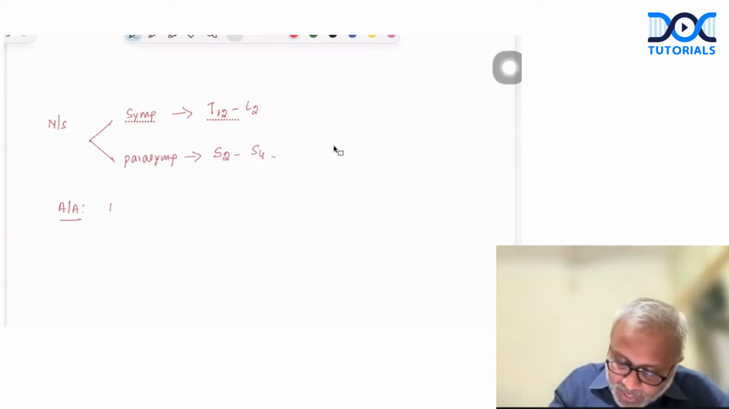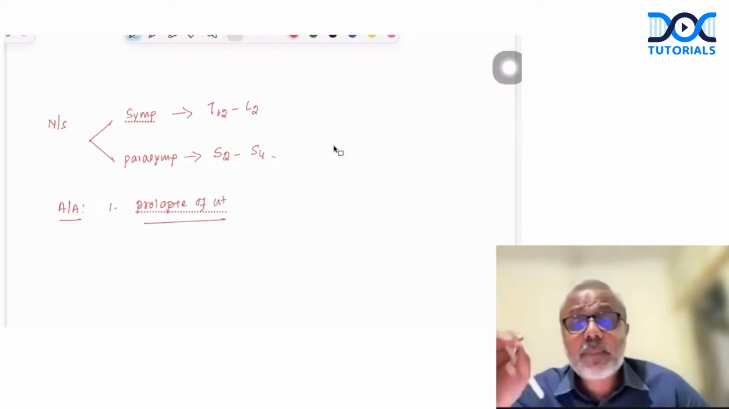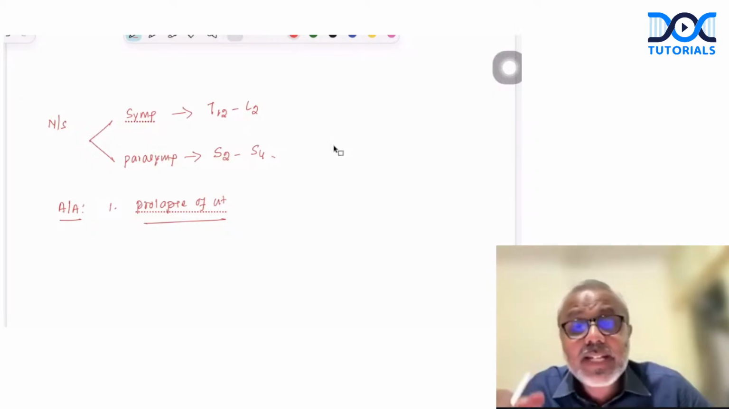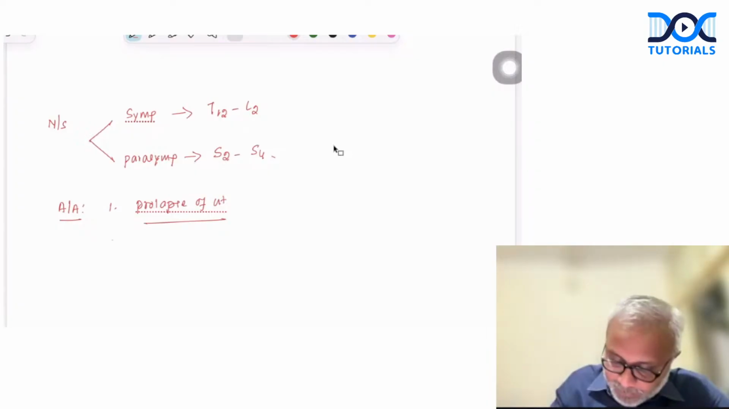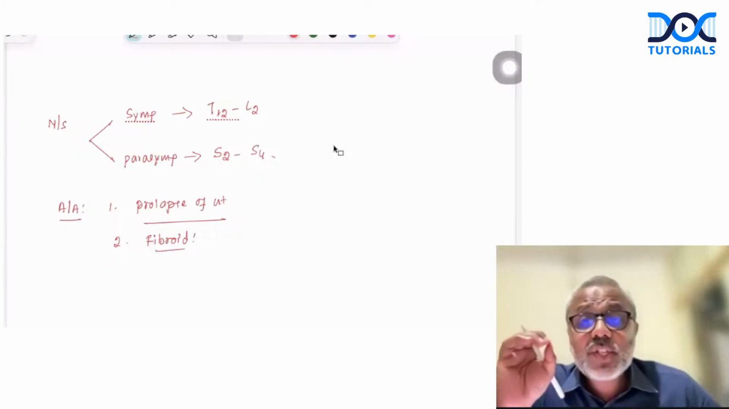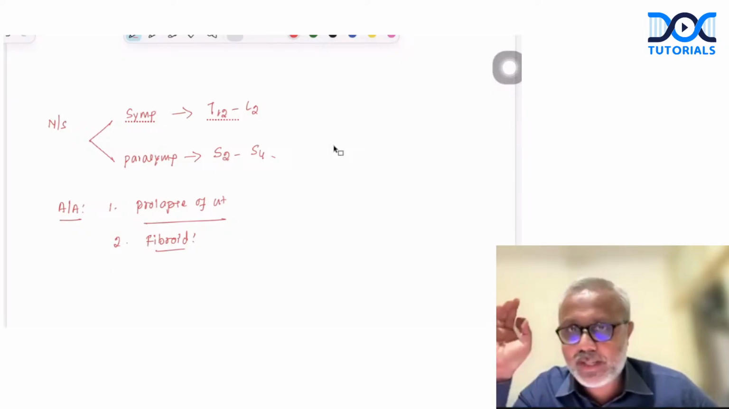In applied anatomy, the one you can always talk about is the prolapse of the uterus. What do we mean by prolapse of the uterus? When supports of the uterus or ligaments of the uterus fail, the uterus descends out of the vagina. This is what we call prolapse of the uterus. Done. The next thing you can write is talk about the fibroid. Fibroids are benign tumors of the uterus, which can occur in the myometrium or perimetrium.